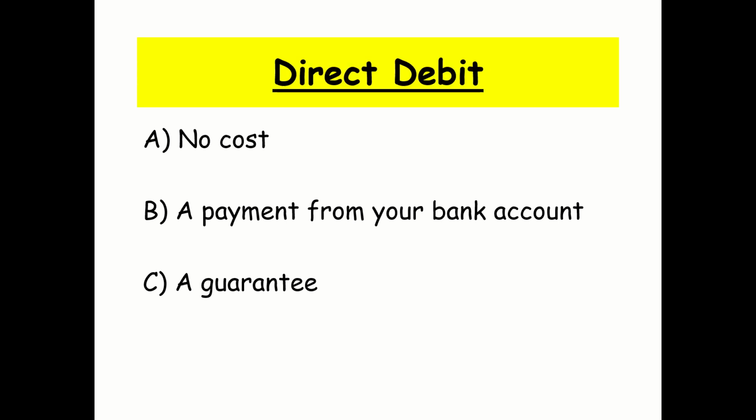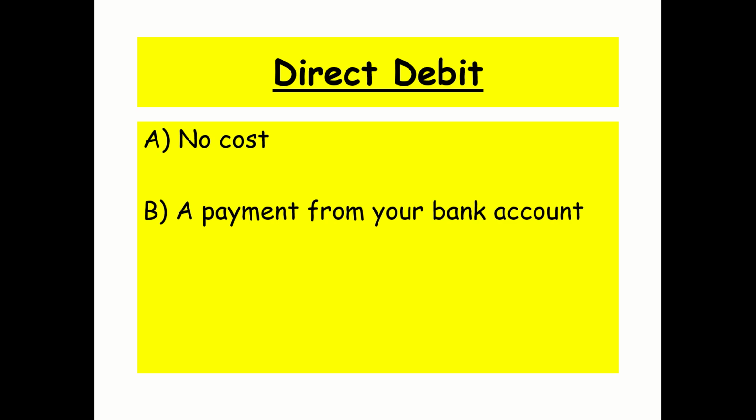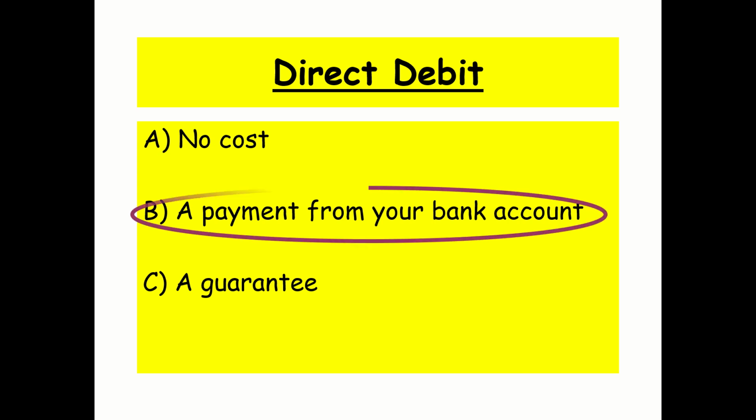Okay, so direct debit. Is it A, no cost? B, a payment from your bank account? Or C, a guarantee? Let's check the answer. So the answer is B, a payment from your bank account.